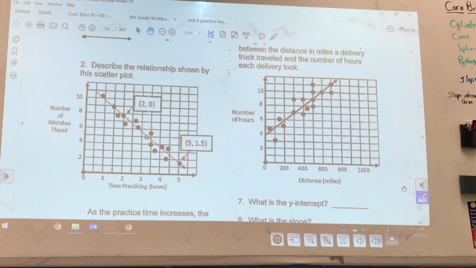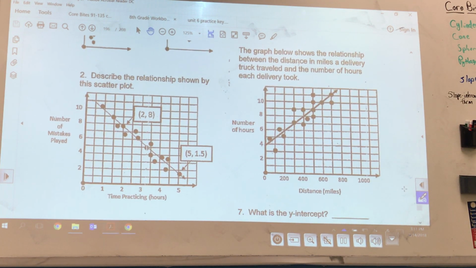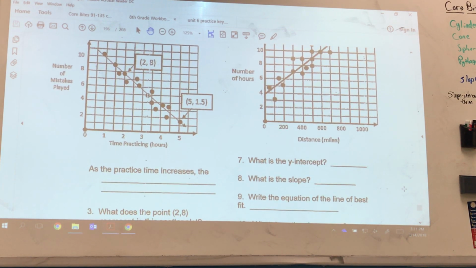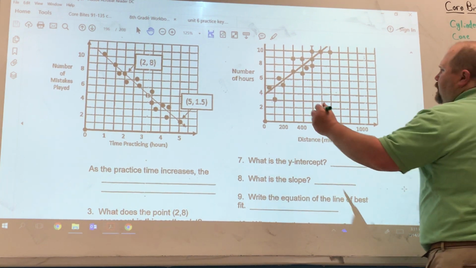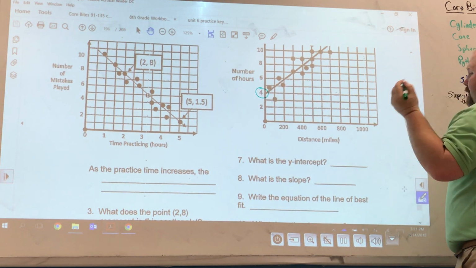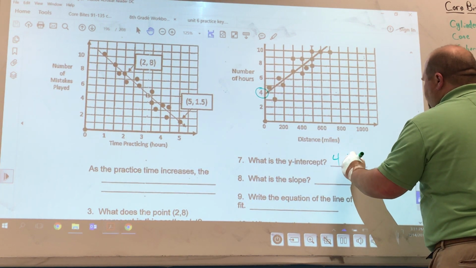The graph below shows the relationship between the distance in miles a delivery truck traveled and the number of hours each delivery took. Number 7, what is the y-intercept? The y-intercept, also known as the initial value, is right here. So where does that function line intersect the y-axis? It's 4, or 4 hours. Either one.